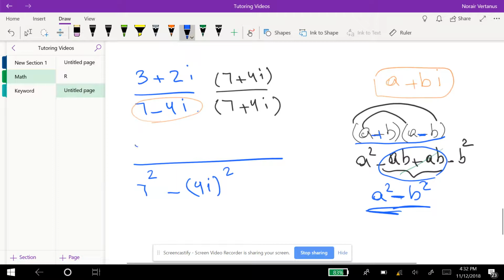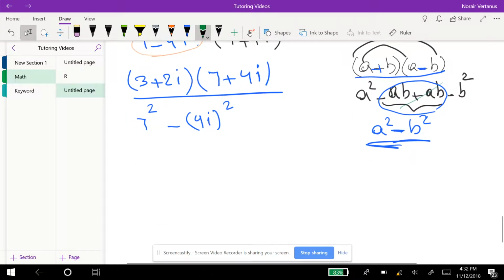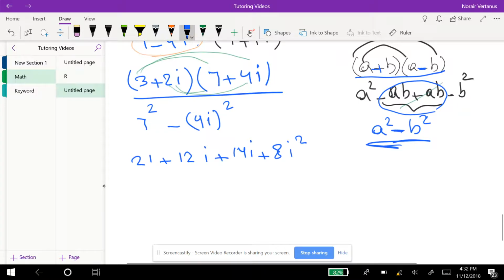And then in the numerator, we just have to FOIL again. I'm going to write it, and then on the next step, I'm going to FOIL it. To FOIL this, I'm going to do this binomial by this binomial. So it's going to be 3 times 7, which is 21. 3 times 4i is positive 12i. 2i times 7 is going to be plus 14i. And 2i times 4i is going to be 8i squared. Divided by the denominator.